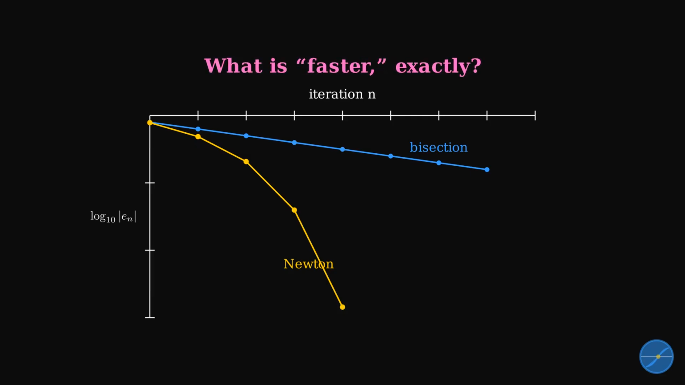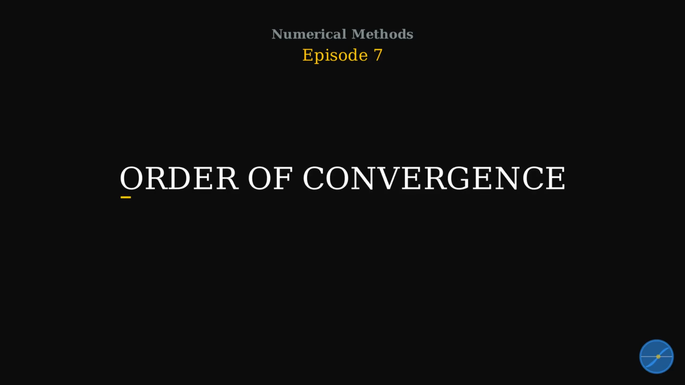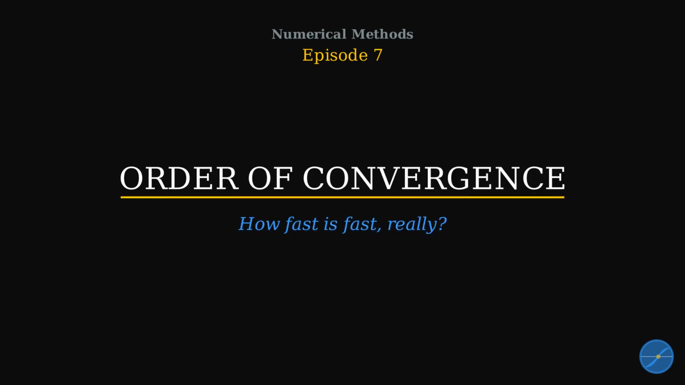So what exactly makes one method faster than another? Let's see it precisely. Welcome back to Numerical Methods episode 7. Order of convergence, the one idea that ranks every root finder we have built.